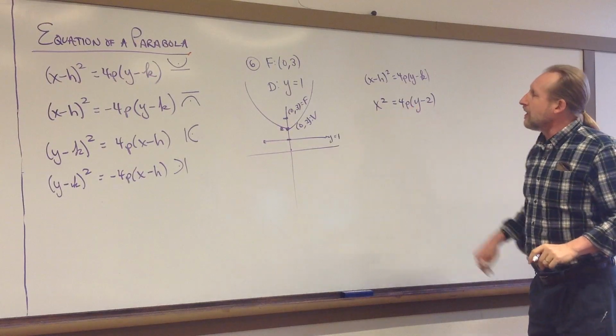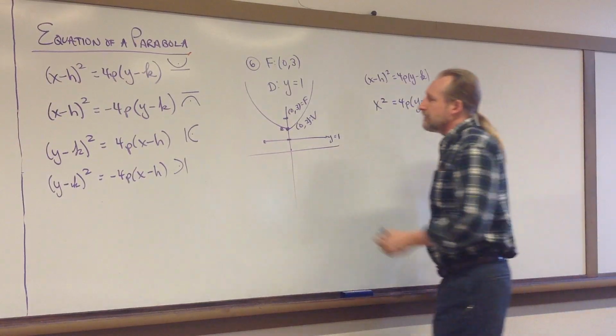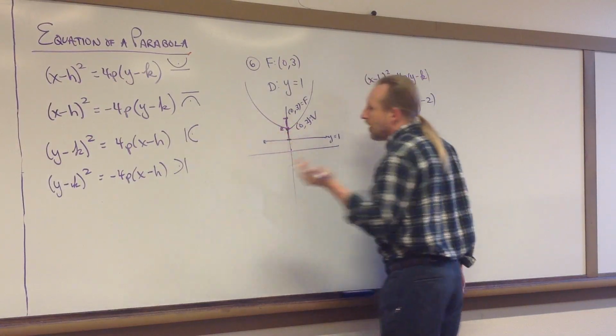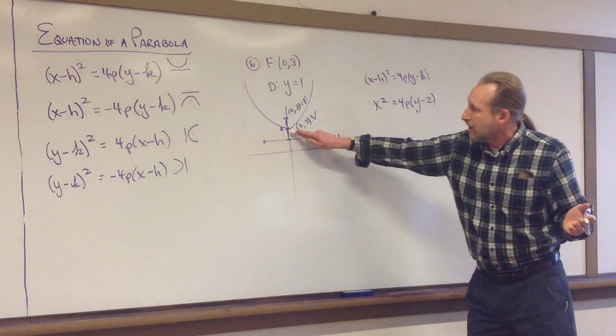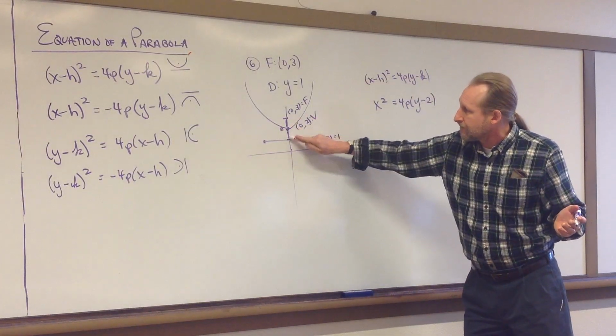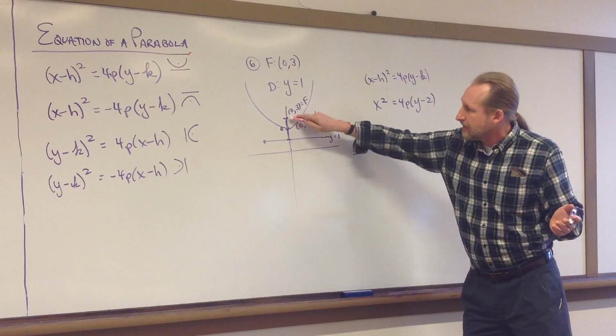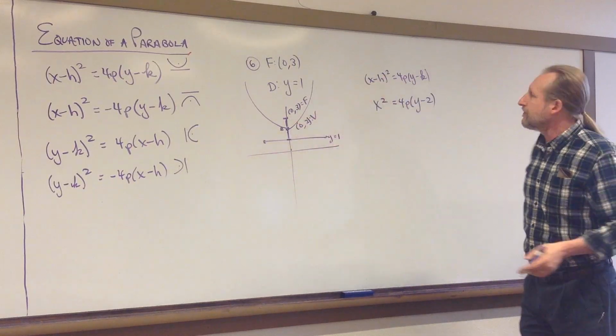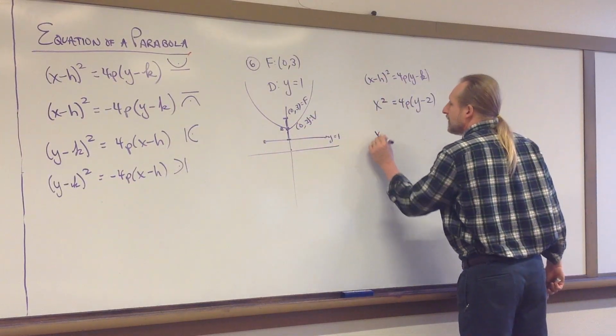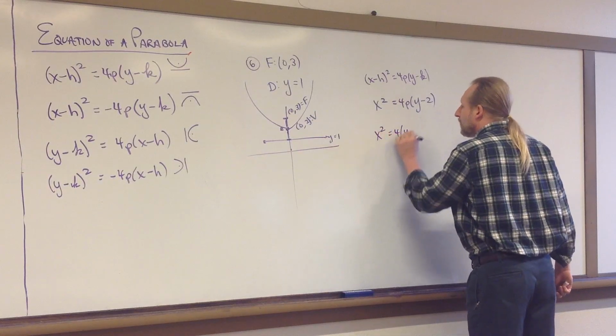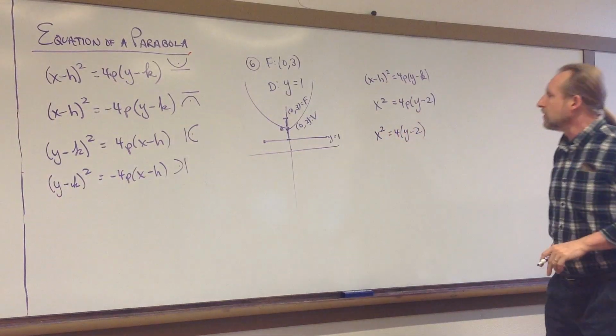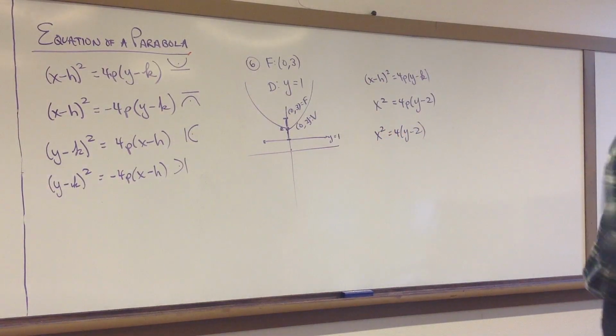And then the question of, well, what's the value of p? What is that focal distance? 1, right? A distance of 1 from here to here, a distance of 1 from here to here. This right here was a distance of 2. That's how we found the vertex. So, this will be x squared equals 4 times (y - 2), and there we go.